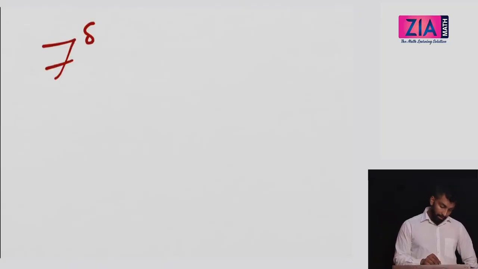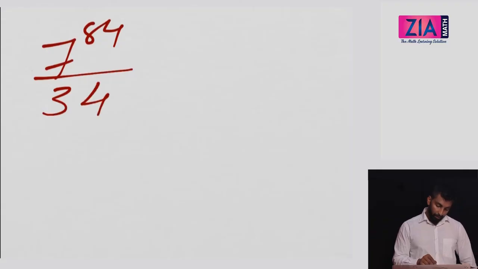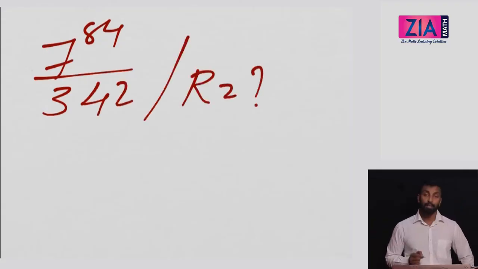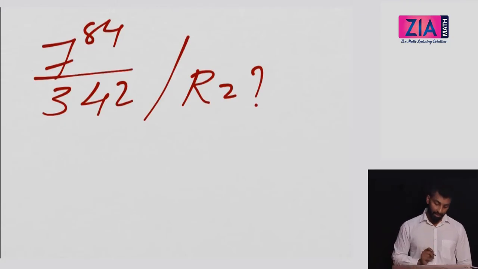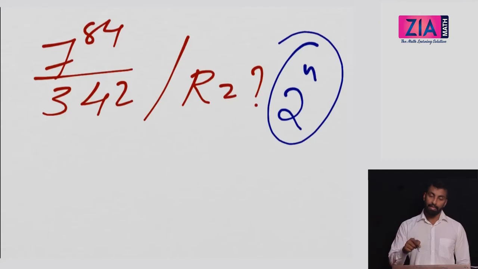Now in this question, 7 raised to 84 divided by 342, you need to see what is the remainder, right? Simple question. We have discussed the same question when we discussed the example of number ending in 7, right? If you remember, we have discussed the same question in fact. So how will you do this? See, this is similar to the 2 raised to n number case that we have discussed, right?